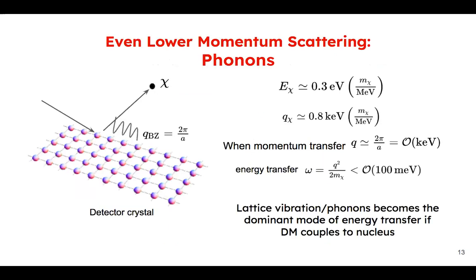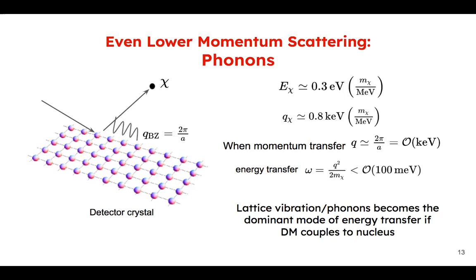Now, going even further below, we can excite phonons inside the detector from dark matter scattering. I said that phonons are basically the quanta of crystal vibration, and this happens if there is a kinematic matching between the energy and momentum scale of dark matter and the energy and momentum scale of the phonon. Then the possibility becomes large that the dark matter will excite phonons instead of recoiling an individual nucleus.